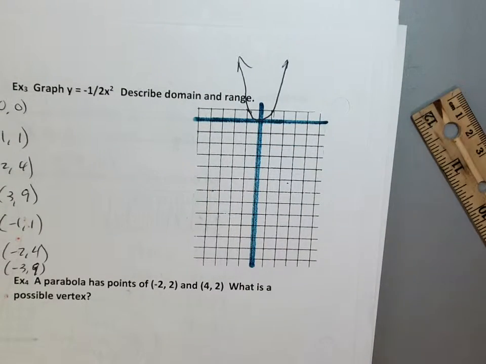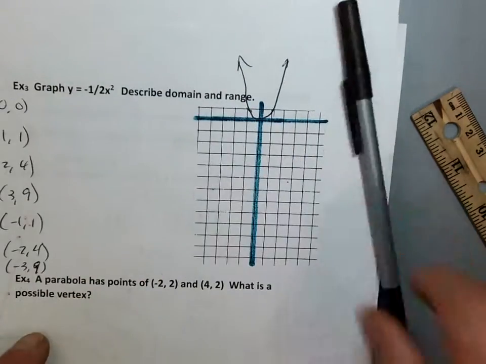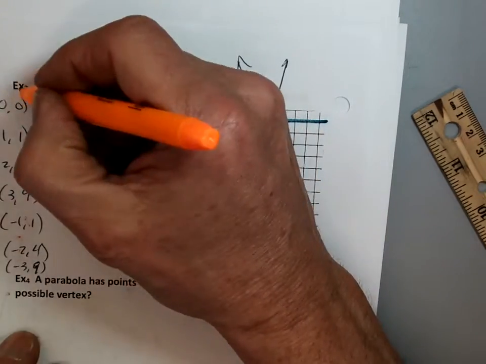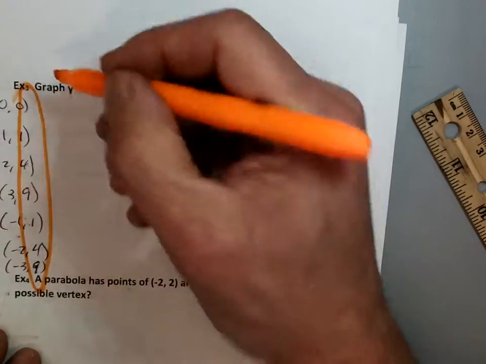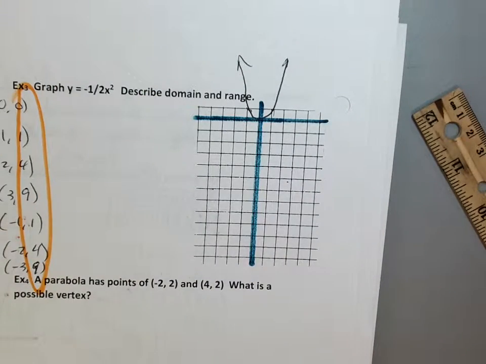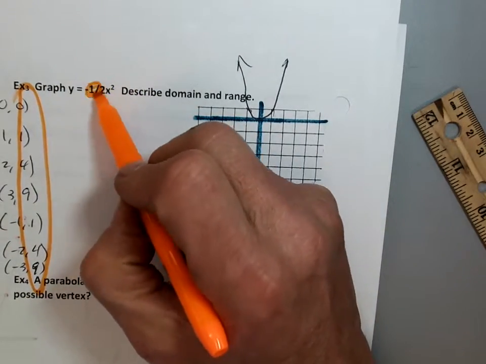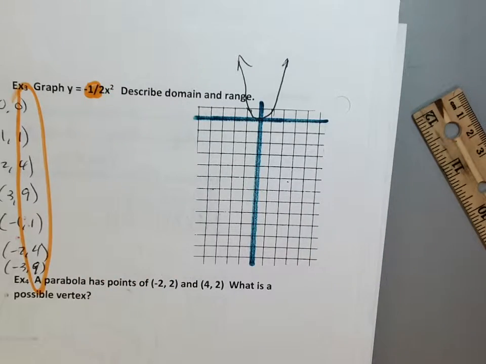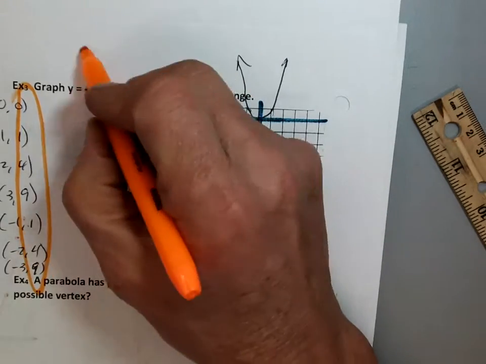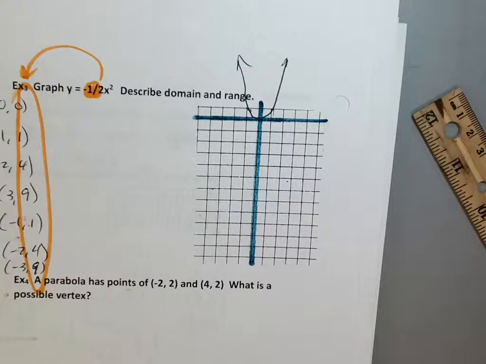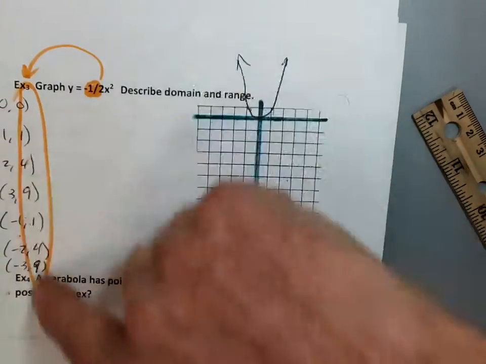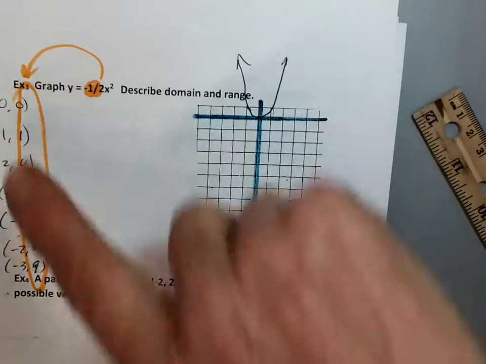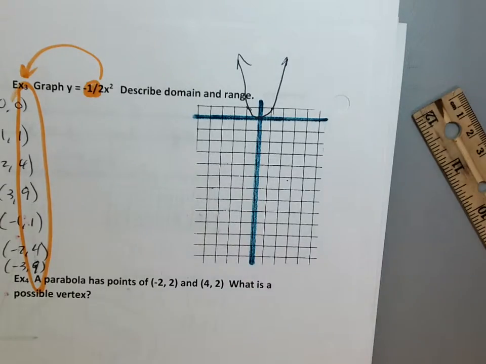Now, here's what I'm going to do. I'm going to take all of these numbers, these are my y values, and I'm going to make them half as tall and negative. I'm going to multiply all of these by negative 1/2. Does that make sense? So my new points are going to look like this.